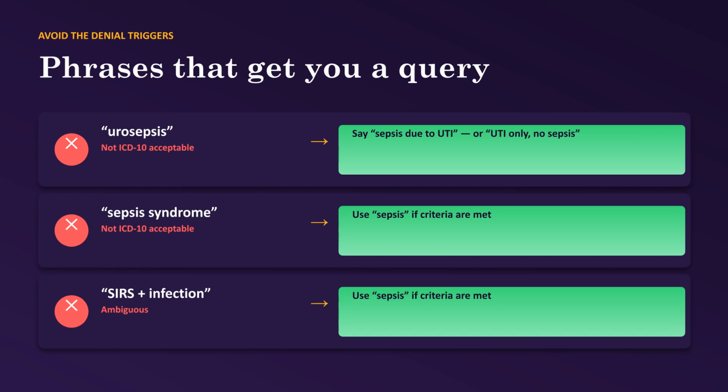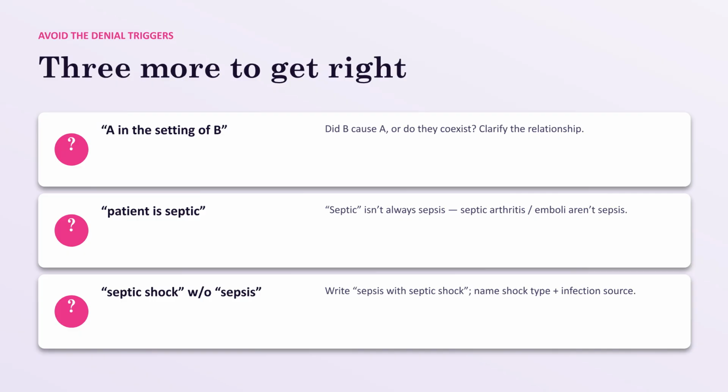Avoid terms that often trigger queries. Phrases like urosepsis or sepsis syndrome are not ICD-10 acceptable. Instead, use specific terminology like sepsis due to UTI, or simply document sepsis if the clinical criteria are met. 3 more common pitfalls. Avoid ambiguous phrases about the relationship between conditions. Clarify that septic is not synonymous with sepsis, and never document septic shock without first diagnosing sepsis. Always name the type of shock and the underlying source of infection.